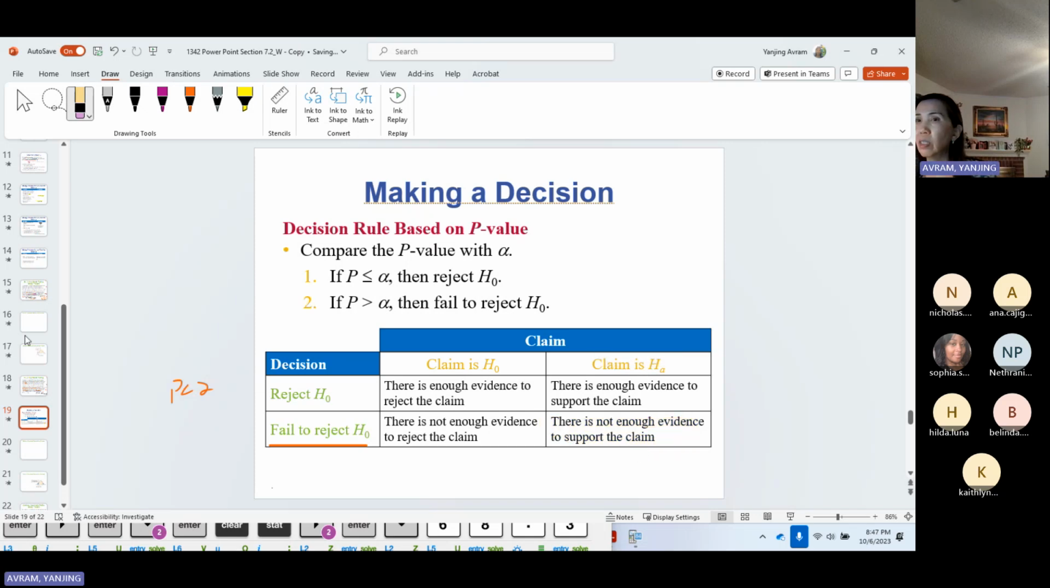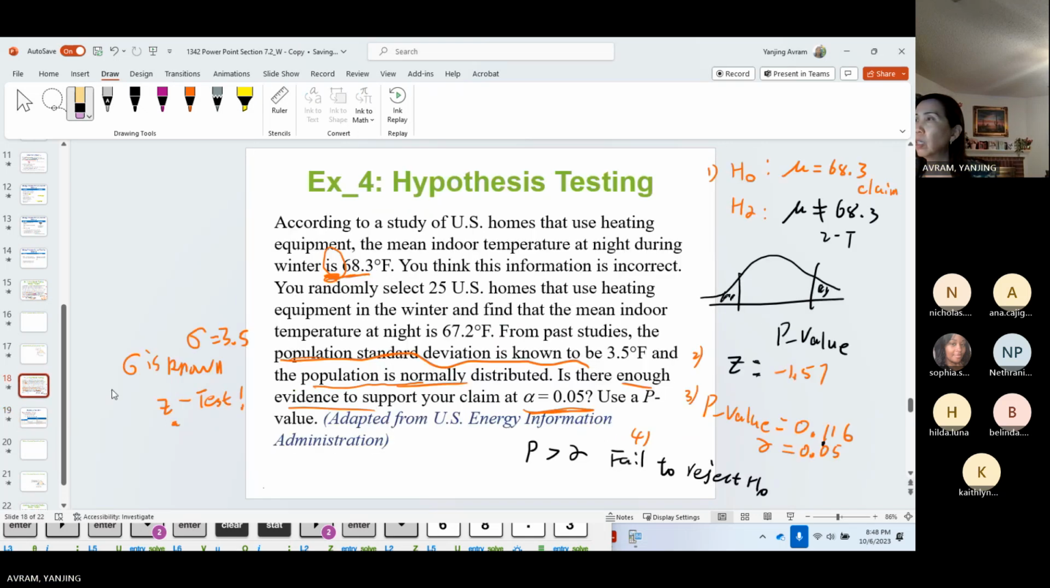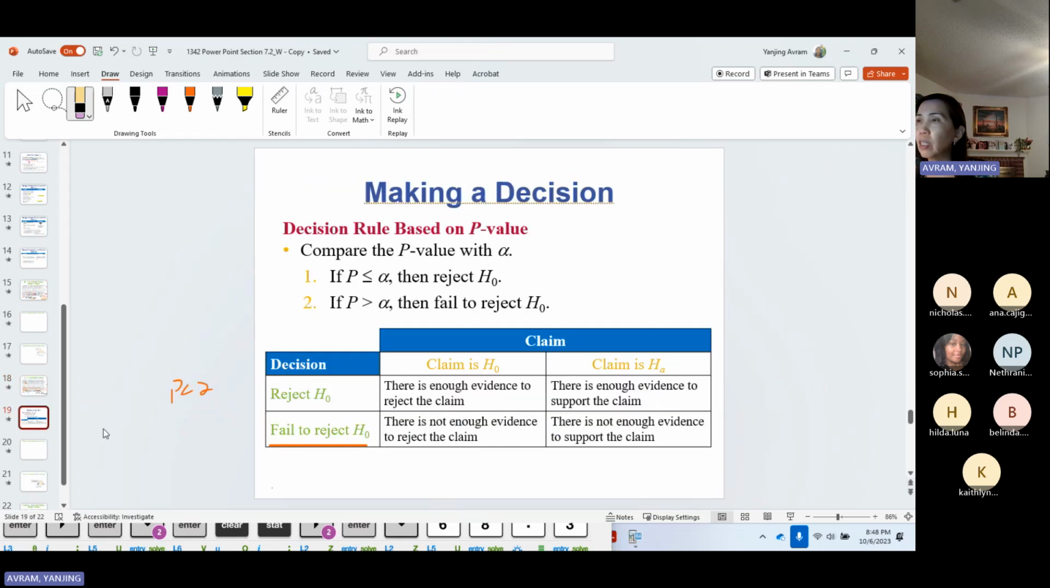All right, let's just make sure. Our claim is in the null, not in the alternative one. Okay, so very easy to make a mistake. Our claim here is in the null hypothesis, and we fail to reject. So this is our conclusion. Look at it. This is our conclusion. There's not enough evidence to reject a claim.